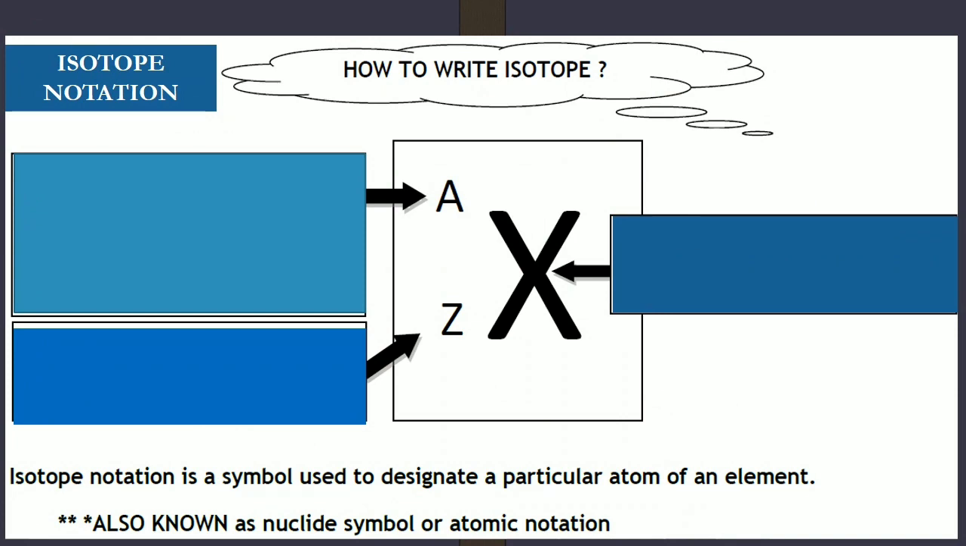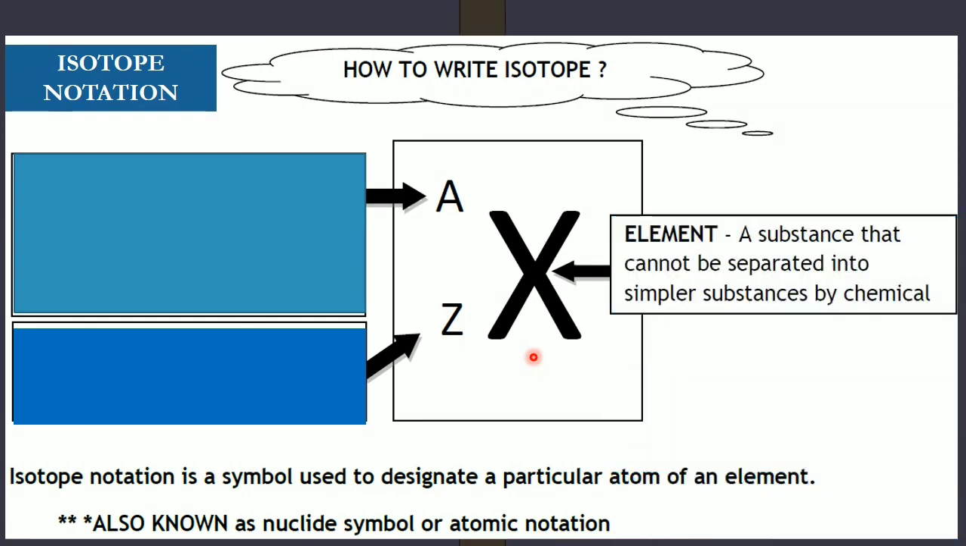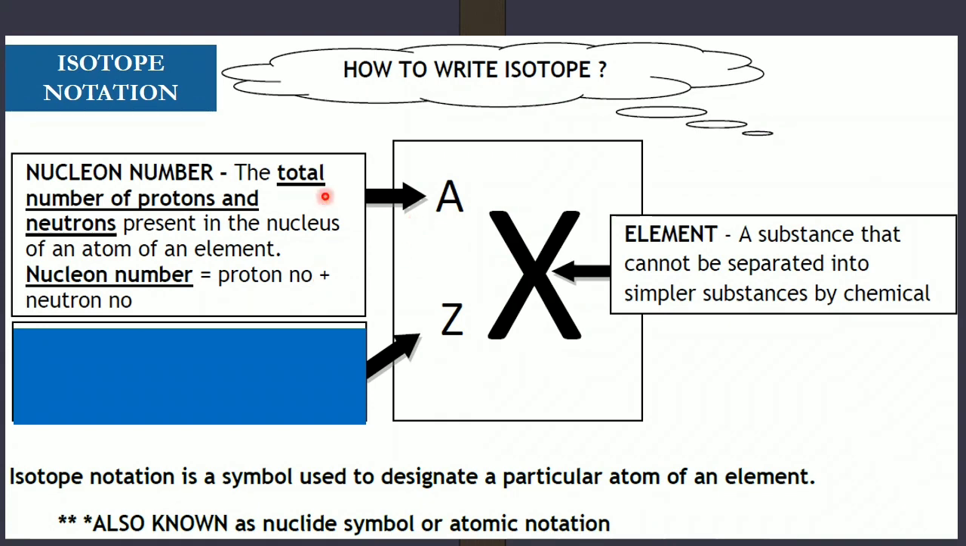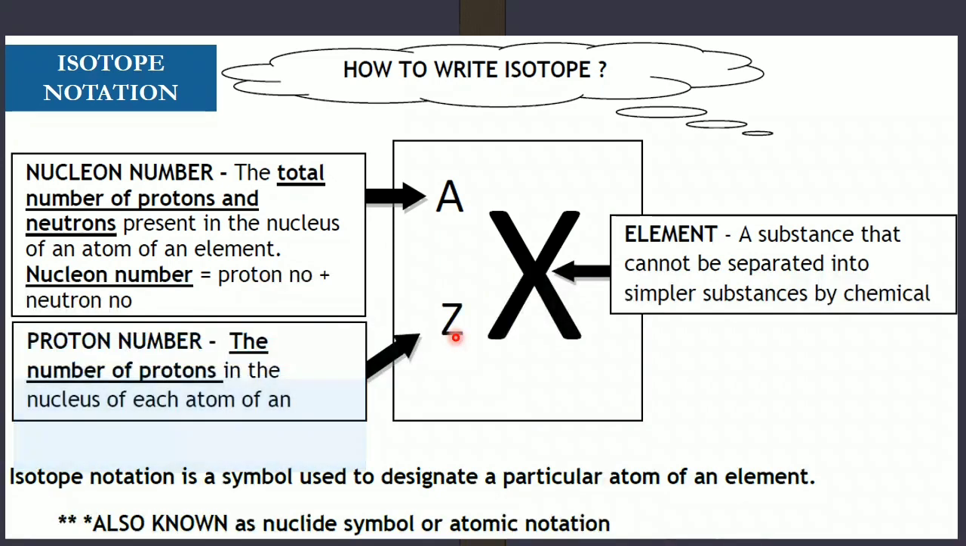We can use isotope notation to represent 2 or more atoms of the same element, and this is an example of isotope notation where the X symbol here represents the chemical symbol of an element, and we have the A superscript here, which is known as nucleon number. So nucleon number is the sum of protons and neutrons in the nucleus. Nucleon number is also known as mass number, and the Z subscript here is the number of protons in the nucleus. So Z is also known as atomic number.